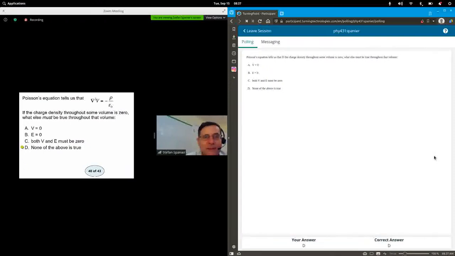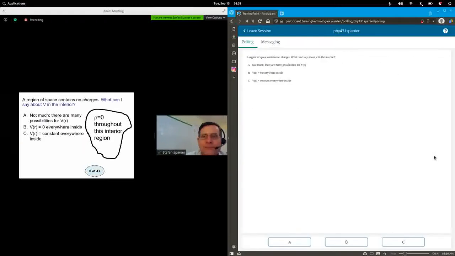And the answer is none of the above is true. What is missing? Why is this not enough? In other words, we are missing some boundary conditions here. We can have a field-free zone. We can have no charges in the region, but it doesn't mean the field is zero. We had these examples. And it doesn't mean the potential is zero. If the second derivative is given, you need to know also the boundary conditions.